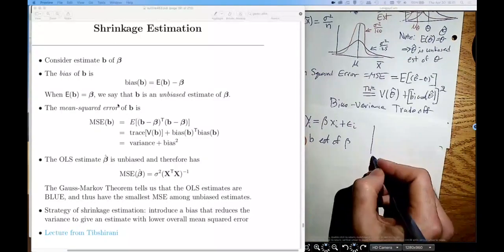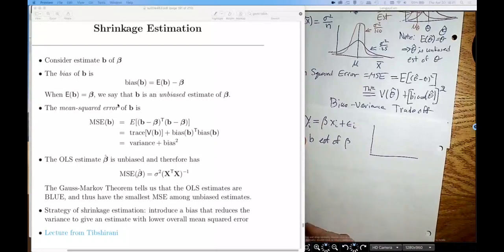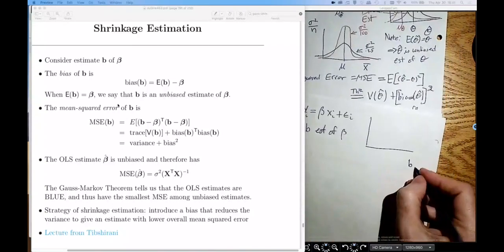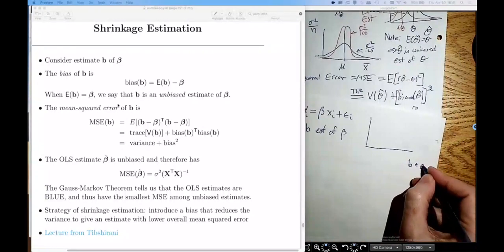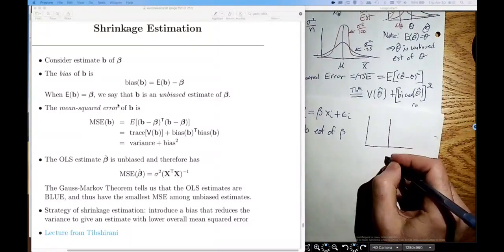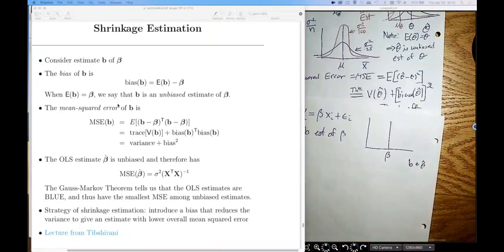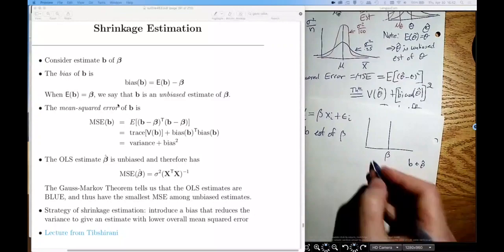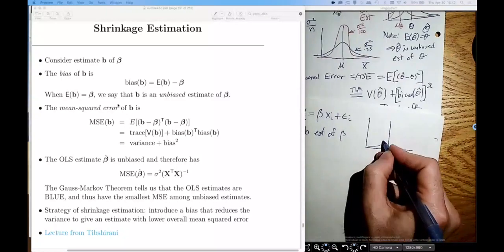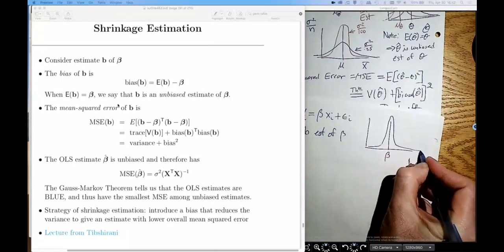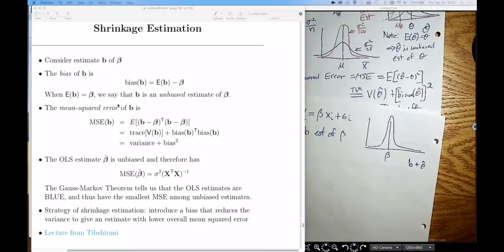We could consider a couple of different sampling distributions of b. Here's my b. Think of this like a theta hat; it's an estimate. And this is the true parameter beta. What we would love to have, in the ideal world, would be a sampling distribution of my b that looks like this.